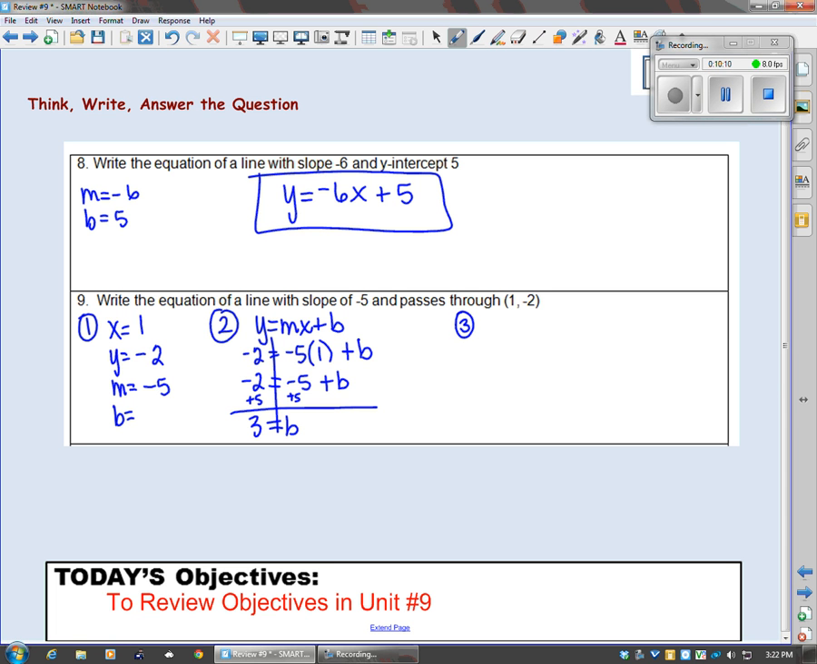Letter number, letter number. The letter for y, the number for m, the letter for x, the number for b.